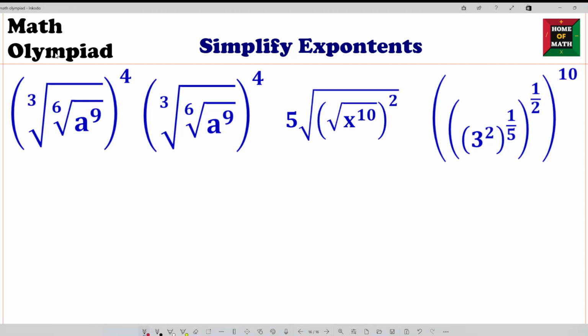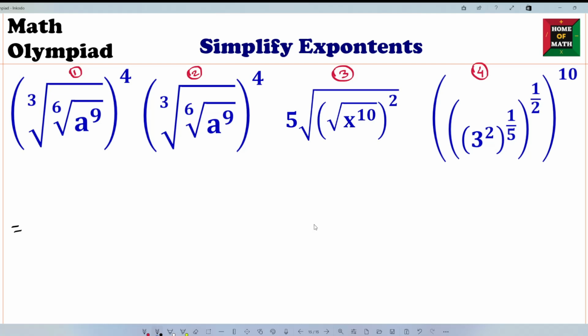In this video, we are going to solve these four exponent problems. Let's simplify. Here is 1, 2, 3 and 4. Number 1: look, here is the cubic root of the sixth root of a to the power 9, whole to the power 4. Very complex-looking math, but we will solve it in a very easy way.